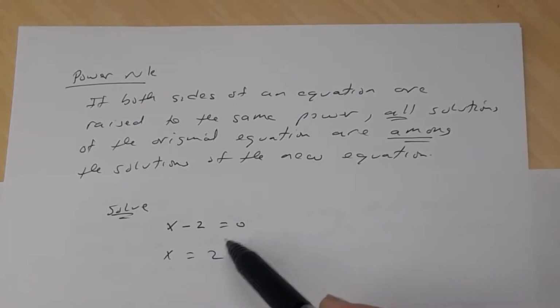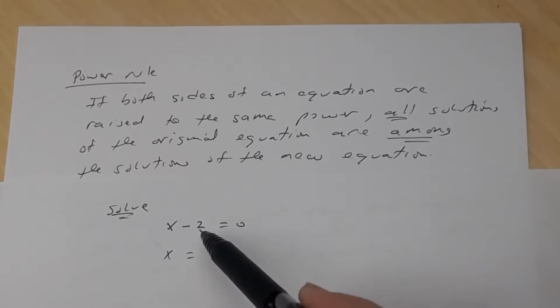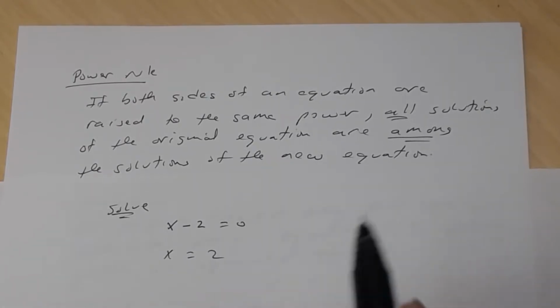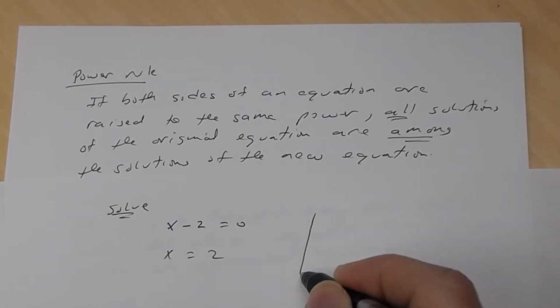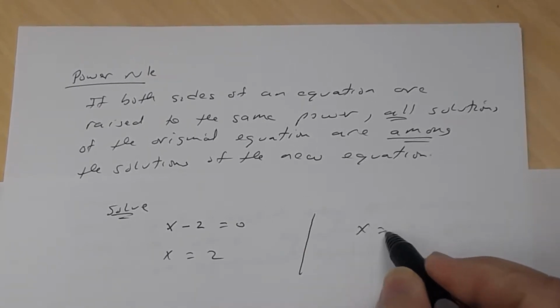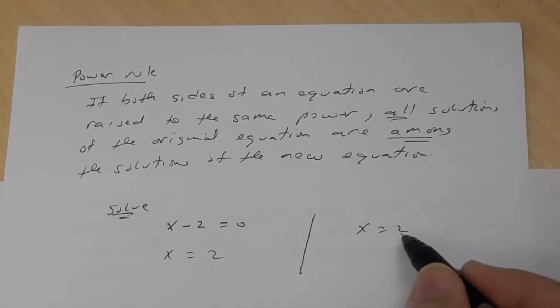So x minus 2 equals 0 is the same thing as, this is an equivalent equation of saying x equals 2, meaning that the solutions here are going to be the solutions here. That's all that means. But what I want to do is show you something. If I take this equation right here, x equals 2, the solution to this equation is only 2, because it says x equals 2.